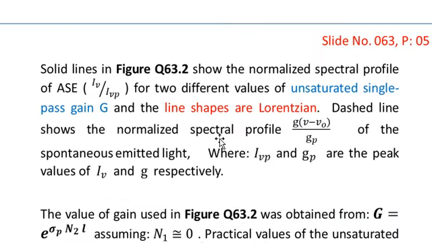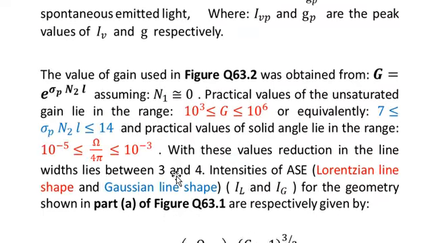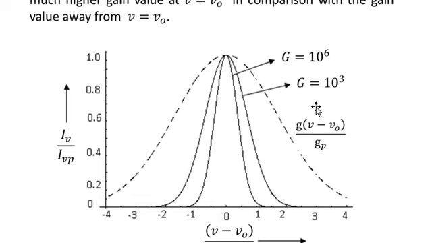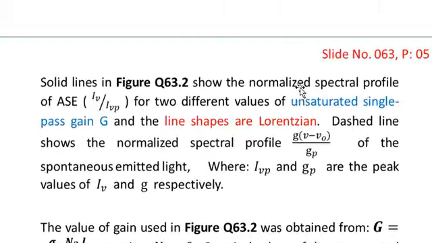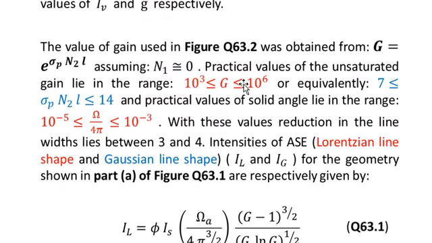Dashed line shows the normalized spectral profile. The profile represented in dash is due to function g of nu minus nu naught divided by gp of the spontaneous emitted light, where I nu p and gp are the peak values of I nu and g respectively. And you see that the two values of the gain that we have plotted, one for G is equal to 10 to the power 3, the other is G equal to 10 to the power 6. So this G has been obtained from the expression as explained over here.